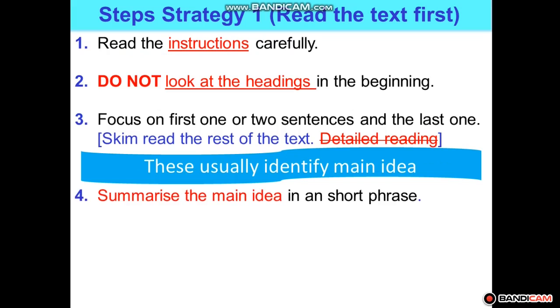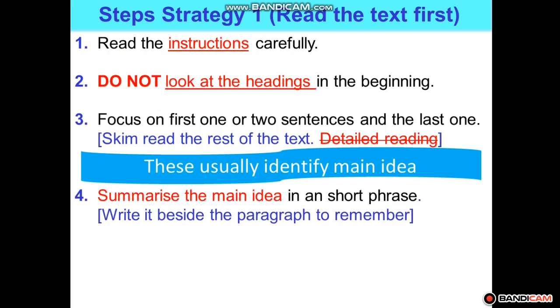And number 4, summarize the main idea in a short phrase. Summarize it and then briefly write it beside that paragraph. You can say at the bottom or at the top of that paragraph to remember that you're done with it. Write it beside the paragraph to remember.